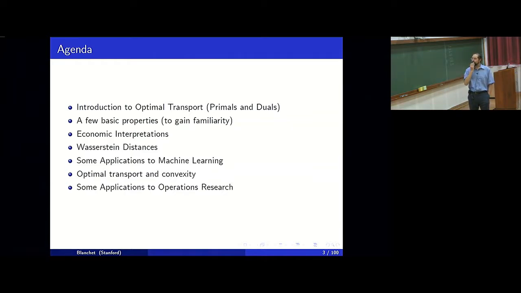Then we're going to discuss some applications to operations research. We are going to interpret worst-case adversarial models, and we are going to connect that to very current research in artificial intelligence, training adversarial networks. Again, we are going to see that at the core of these algorithms for training adversarial networks is also the theory of optimal transport. So this is just to give a hint of why I think it is an extremely flexible paradigm.